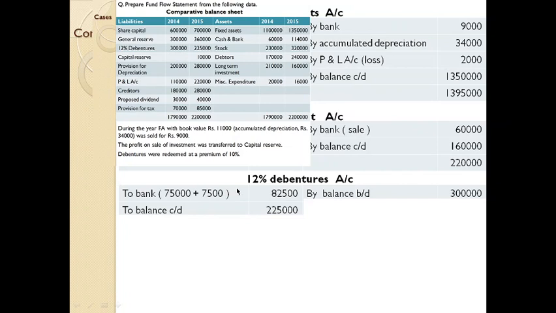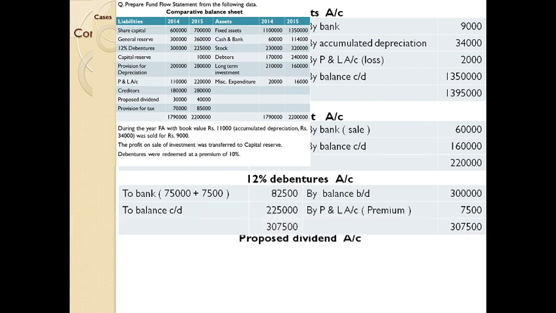Usually, when premium is paid on debentures, the concerned entry regarding the premium has to be shown, and the premium paid on debentures has to be transferred to the P&L account. So, by P&L 7,500 premium has to be shown. If you take the total of these two sides, you can see that both the amounts are equal. So, there was no further purchase or redemption during the year.